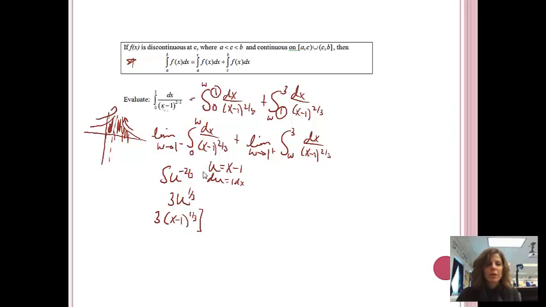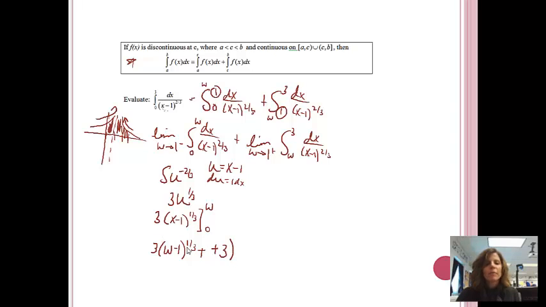I'm going to evaluate it on this first one at 0 and w. So when I plug w in, I'm going to get 3 times (w minus 1) to the 1/3, and then minus, if I plug 0 in, 0 minus 1 is negative 1. Negative 1 to the 1/3 is negative 1, times 3 is negative 3. Okay, so that's what I get for that integral.